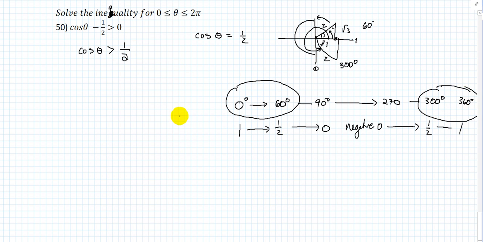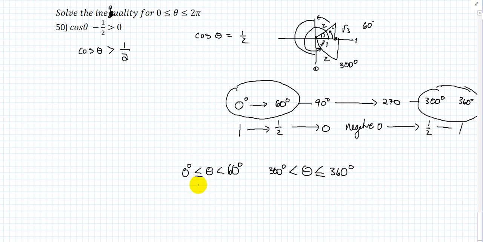And so in degrees, you would say that theta is between 0 degrees and 60 degrees. Actually, it's equal to here, because at 0 degrees it works because it's 1, and that means it's bigger than 1/2. But at 60 degrees it's equal to 1/2, and since they gave us a strict inequality of greater than, you can't make it equal. And then we have the answer of 300 degrees, and it can't be equal to it, so we would write greater or less than, and then we're here.